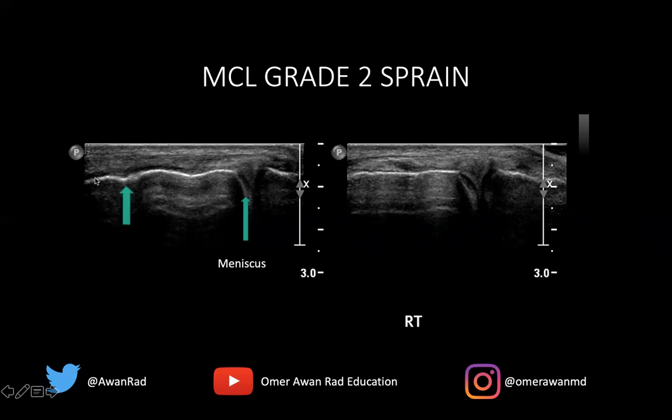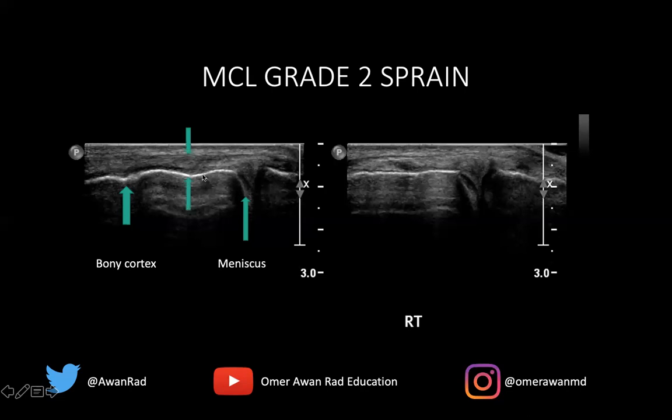This hyperechoic structure here with posterior acoustic shadowing is, of course, the bony cortex. This here is the femur. Then we have the meniscus, and this is the tibia. So this is the tibial cortex here. This bright line is the cortex, okay?